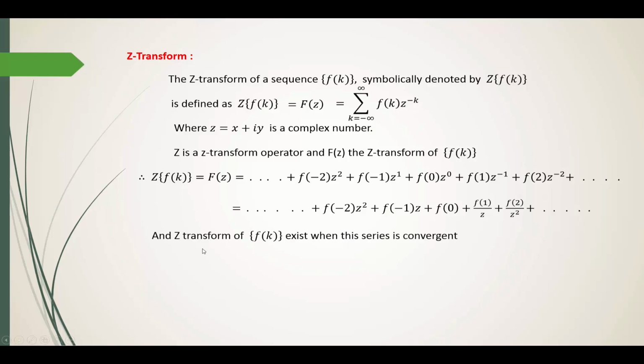Also Z transform of f(k), Z transform of sequence f(k) exists when this series is convergent. When this series is convergent, then Z transform of f(k) exists. This series is convergent means we can find out sum of right hand side. The sum of series on right hand side exists, then Z transform exists, means this series is convergent. This is definition of Z transform.